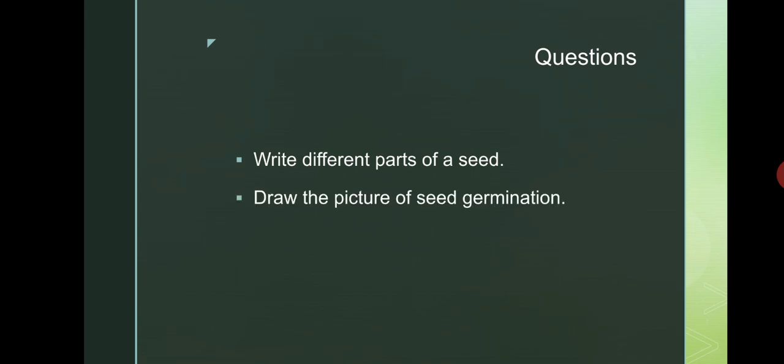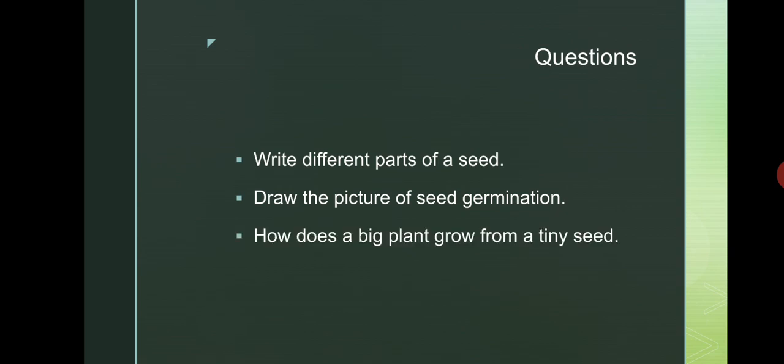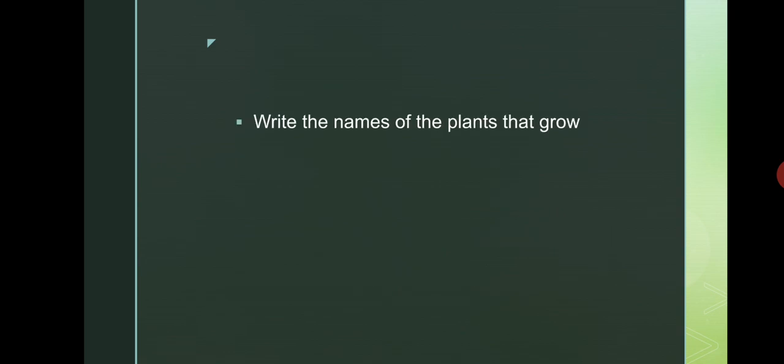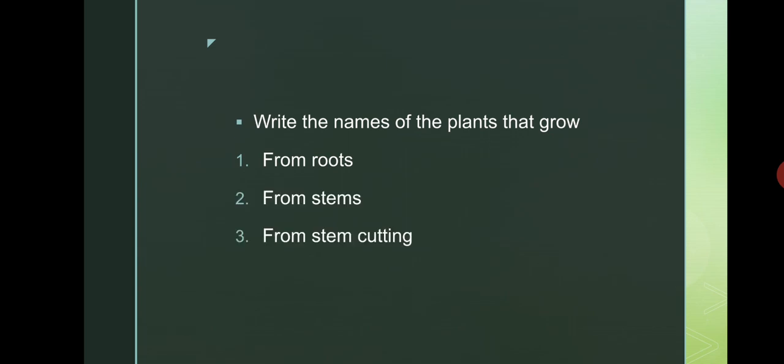Second, draw the picture of seed germination. That is, you will have to draw the radicle, hypocotyl, epicotyl, etc. Then you will have to write how a big plant grows from a tiny seed. Next, you will have to draw the life cycle of a plant. Then you will have to write the names of the plants that grow from roots, from stems, from stem cutting and from leaves.